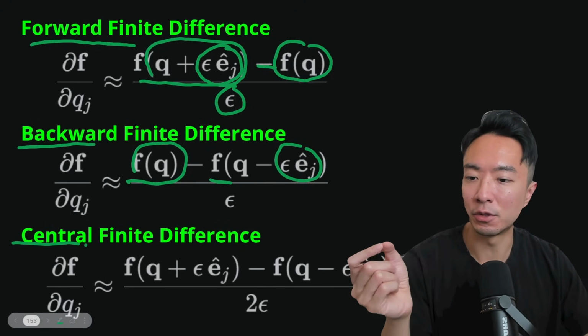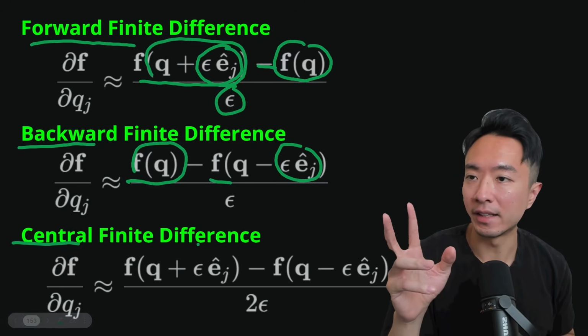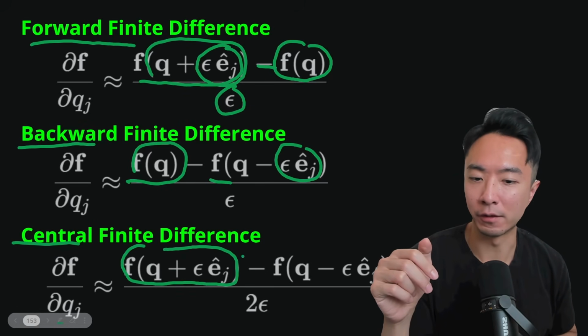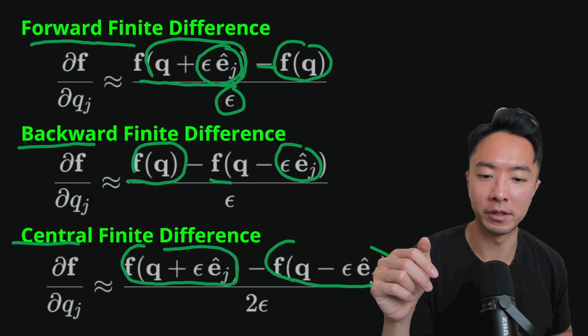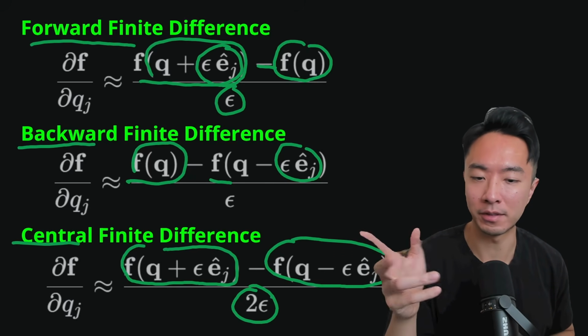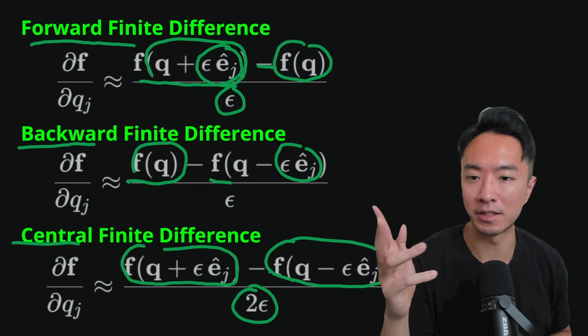And then the central finite difference is basically taking the forward and backward parts. So this part we saw in the forward, this part we saw in the backward, and basically subtract the two, and then we divide it by 2 epsilon. So this is basically a combination of the two.